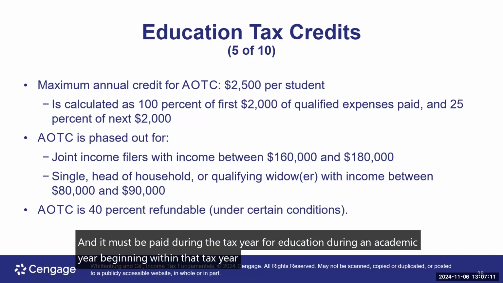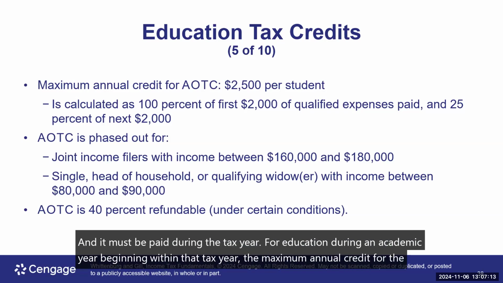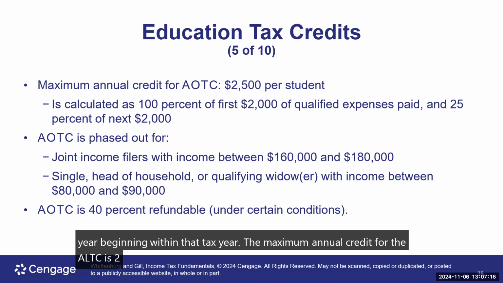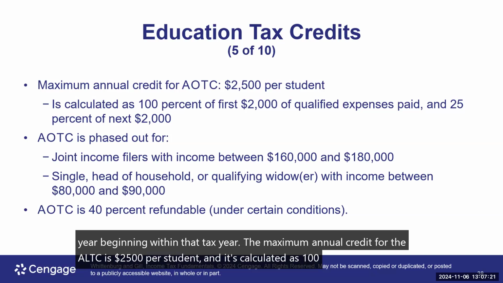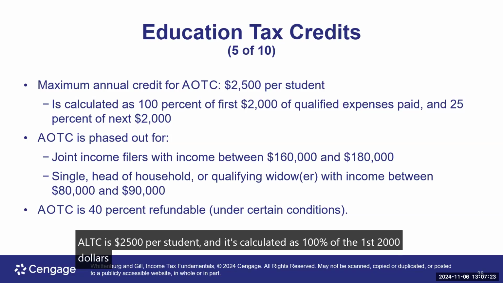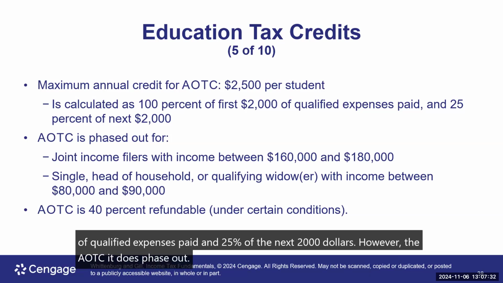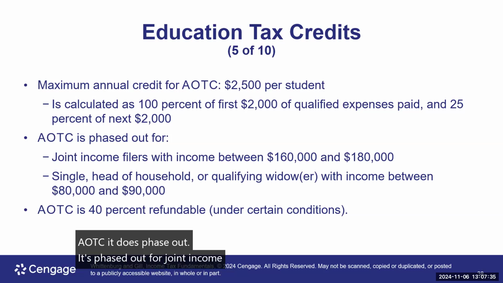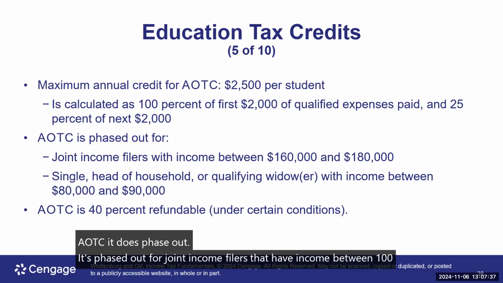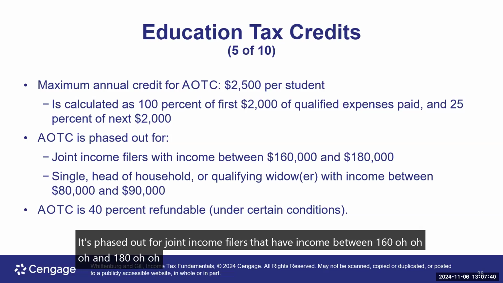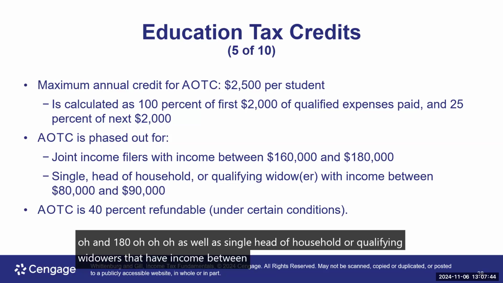The maximum annual credit for the AOTC is $2,500 per student, and it's calculated as 100% of the first $2,000 of qualified expenses paid and 25% of the next $2,000. However, the AOTC does phase out. It's phased out for joint filers that have income between $160,000 and $180,000, as well as single, head of household, or qualifying widowers that have income between $80,000 and $90,000.